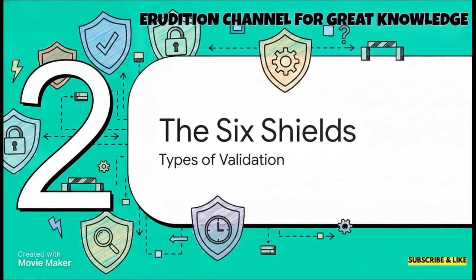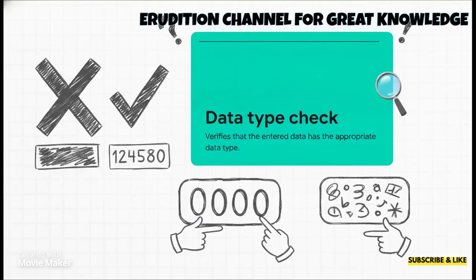So how do we actually protect ourselves? Enter the 6 shields of validation. First up is the data type check. This verifies that the entered data actually has the appropriate data type. It sounds incredibly simple, right? For instance, a field might be designed to only take numeric values. If this is the case, the system must rigorously reject any data containing other characters, like letters or special symbols. Simply put, if you need a number, don't let anyone hand you a letter.